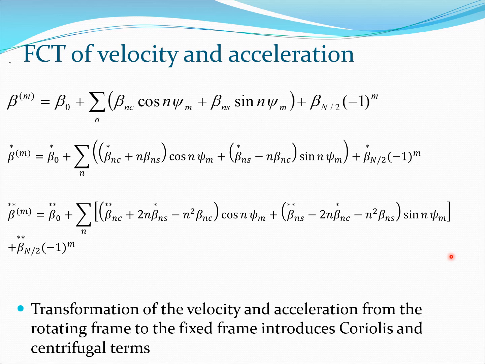Now this is the acceleration, and clearly you can see the presence of Coriolis terms, for example the 2n terms and so on, and also the centrifugal terms, for example the n squared term. So the transformation of velocity and acceleration from the rotating frame to the fixed frame introduces these Coriolis and centrifugal force terms.